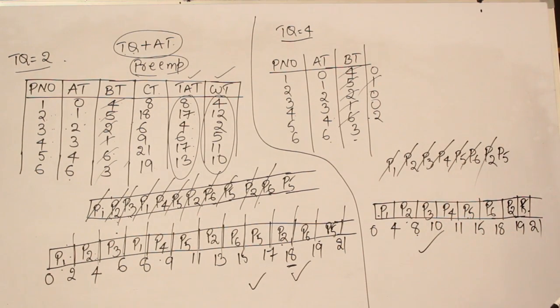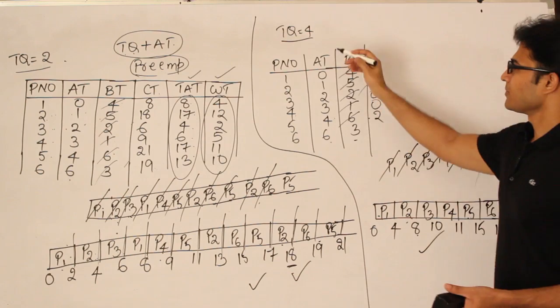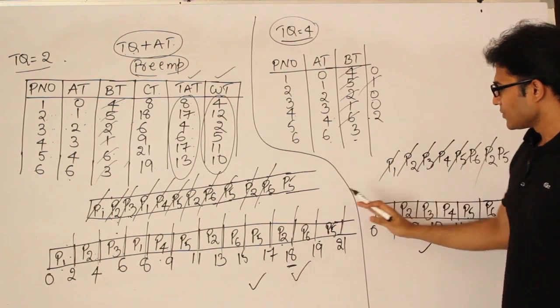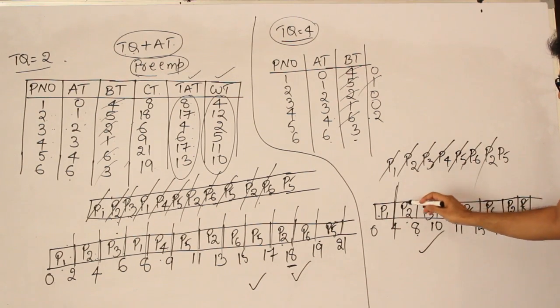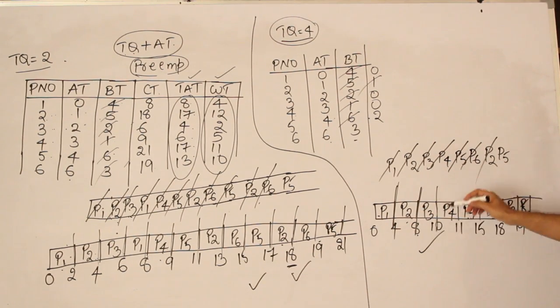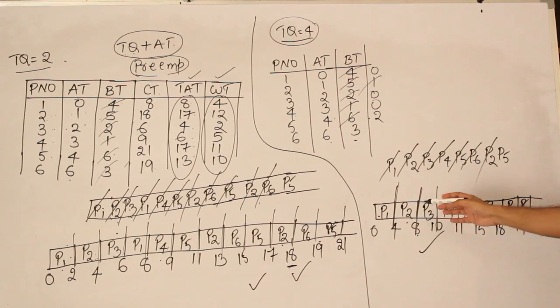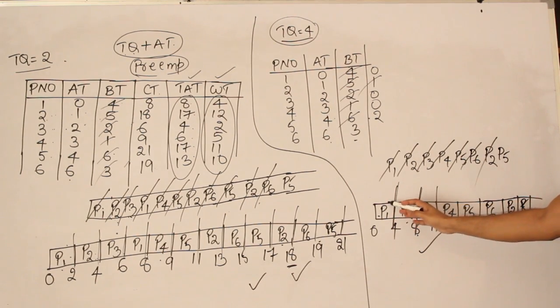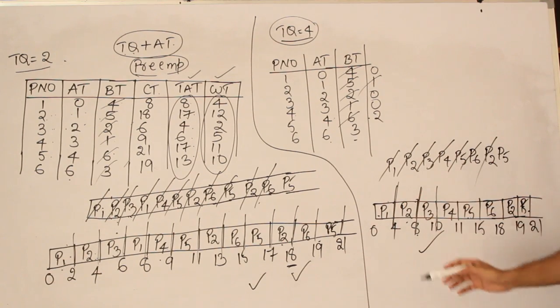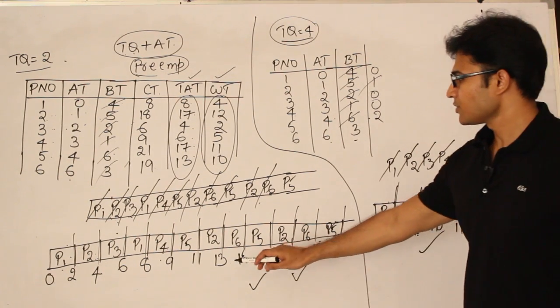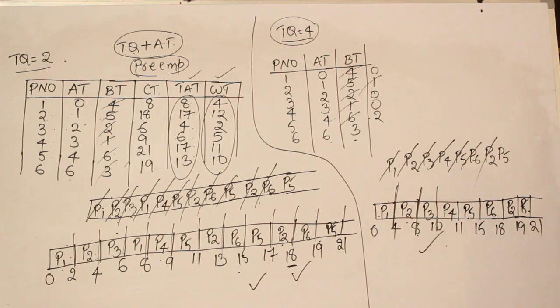So what can you understand? As I increase the time quantum, the context switchings are actually decreasing. Context switching is nothing but this line, right? It means after executing one process, you are executing the next one. This switch is called context switching, and here the context switchings are very high compared to this one. Why did this happen? Because of time quantum.